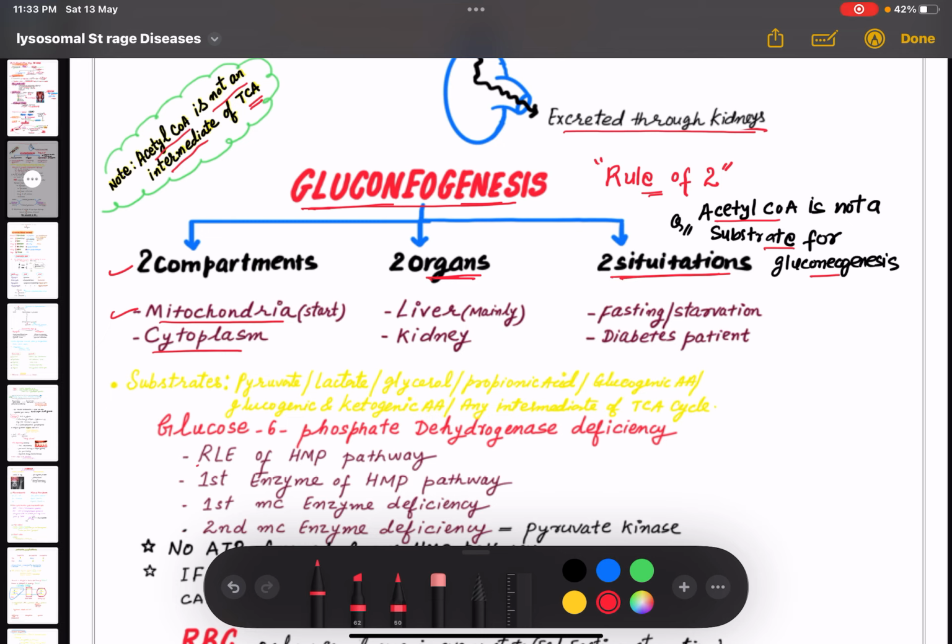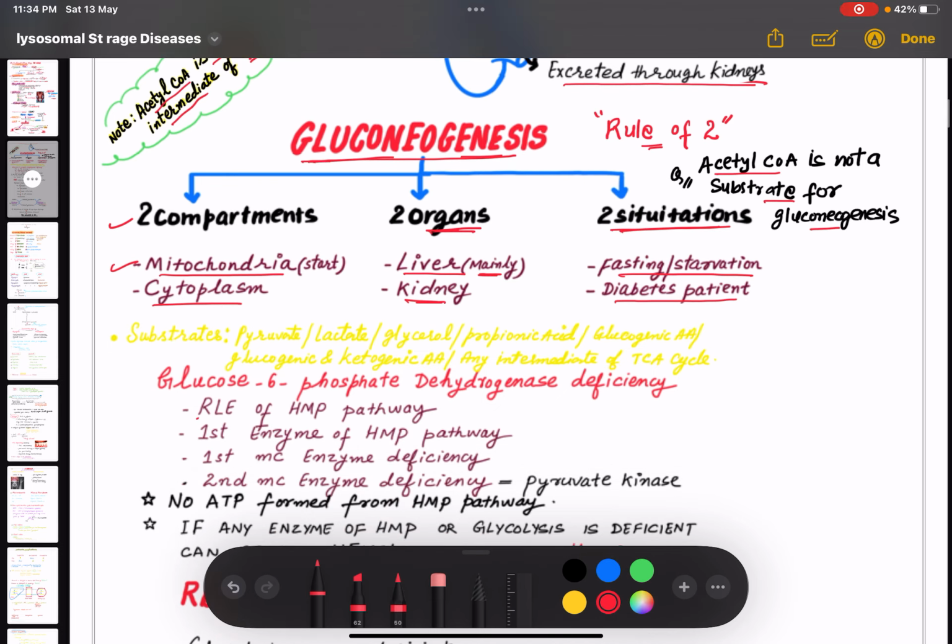And this gluconeogenesis occurs in liver mainly and in kidneys also. In 2 situations, fasting and starvation, and in diabetic patients.